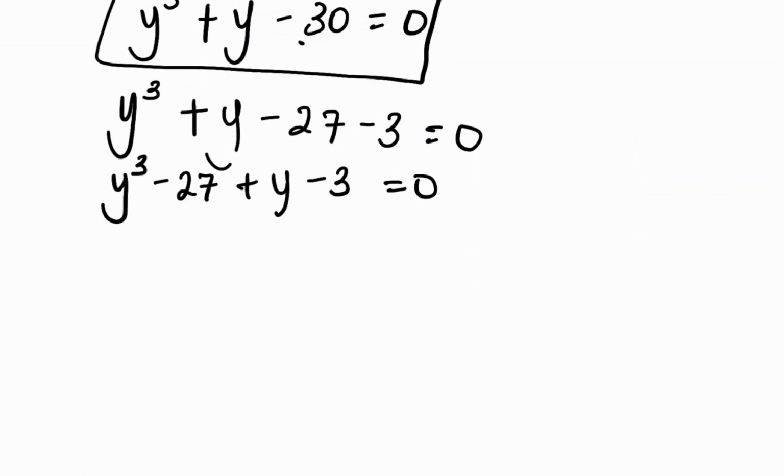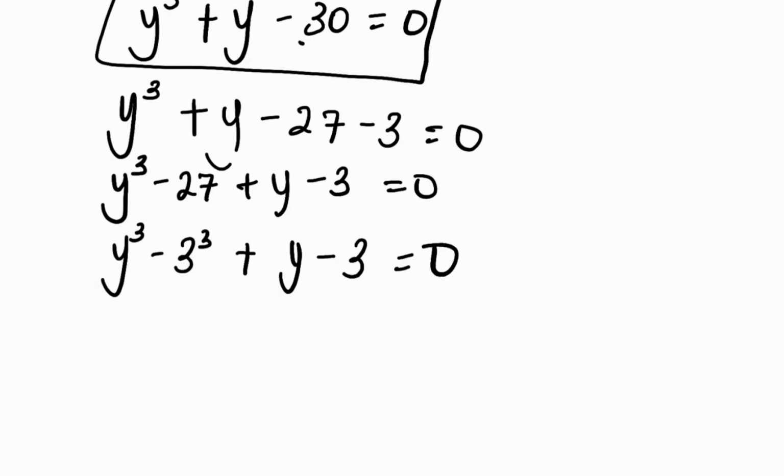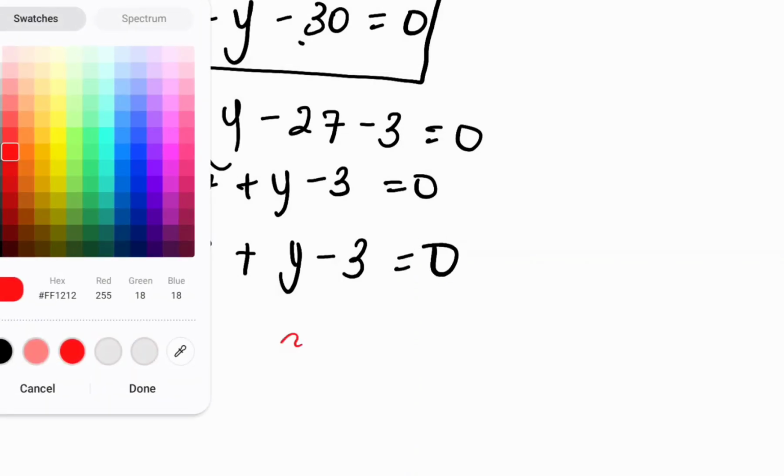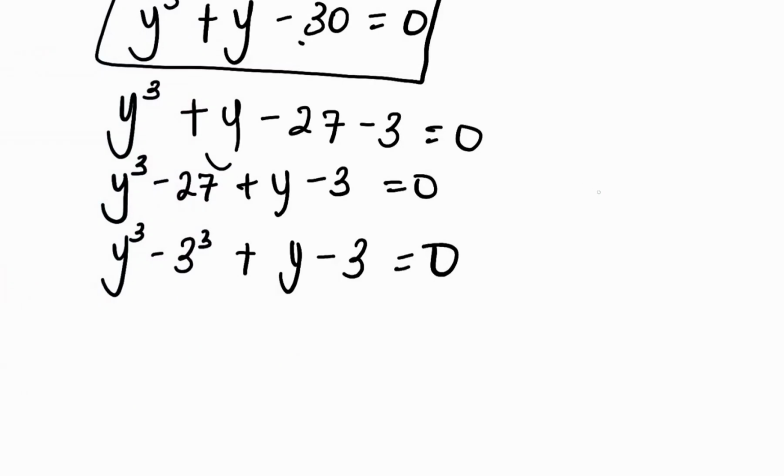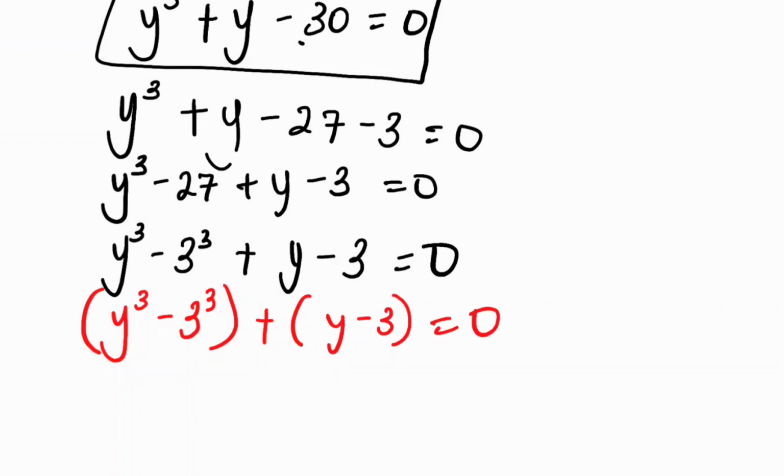At this point, we can now write 27 in powers of 3. So we have y power 3 minus 3 to the power of 3, because 3 power 3 is also 27, then plus y minus 3 is 0. If you agree with this, we can now recall one of the cubic identities, that whenever we have y power 3 minus 3 cubed plus y minus 3 is equals to 0.